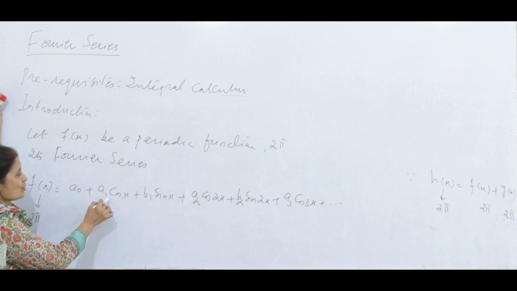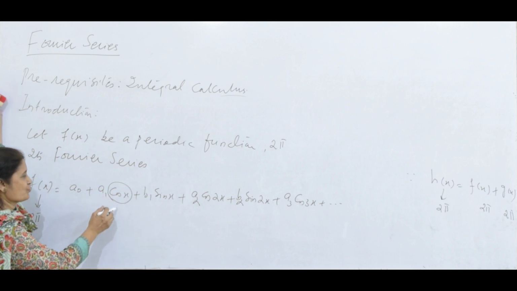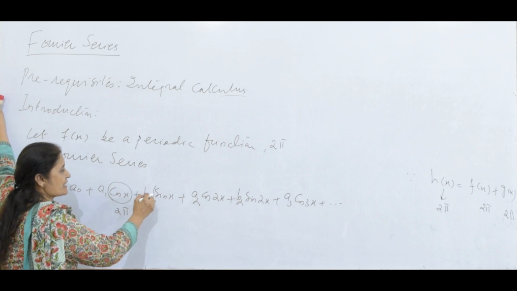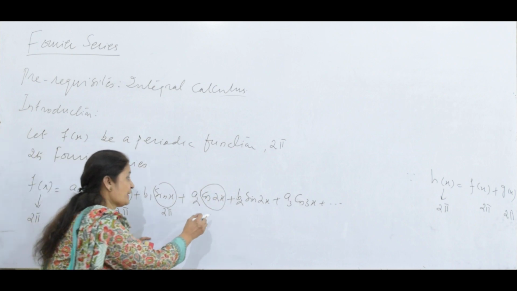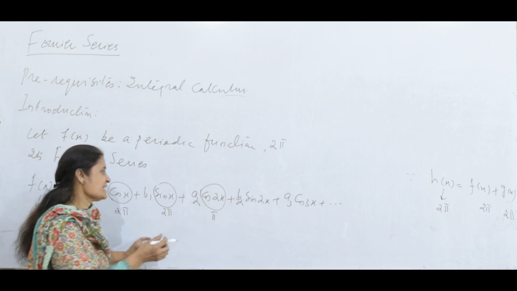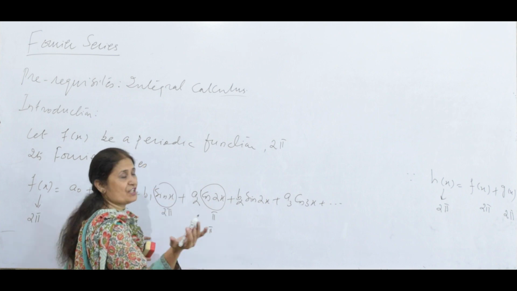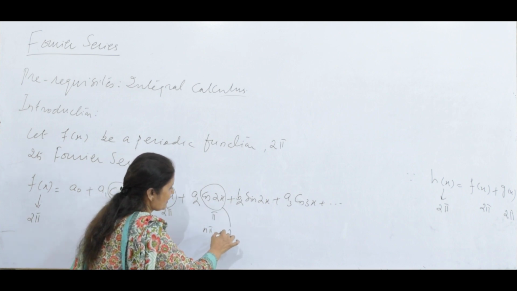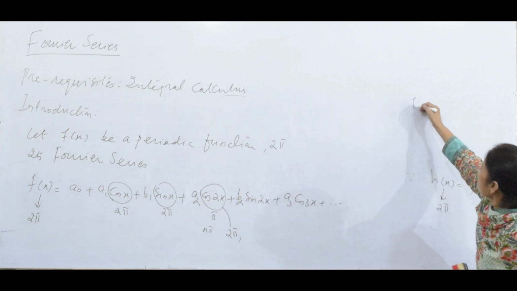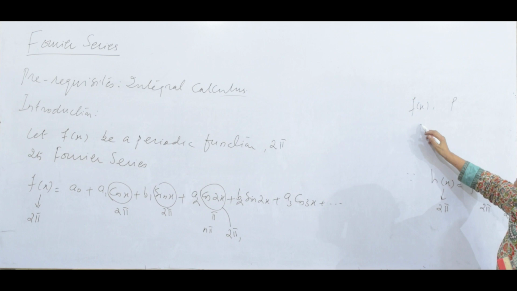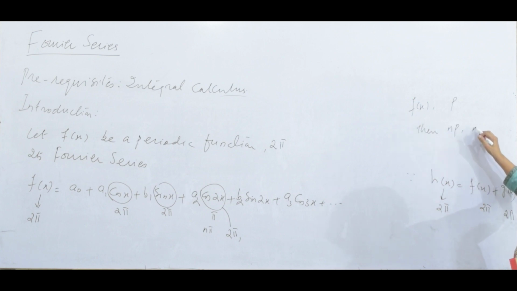It means cos x, what is the fundamental period of cos x? It is 2 pi. Sin x, period is 2 pi. What is the fundamental period of cos 2x? It is pi. But if pi is a period, can I say n pi, where n is an integer, is also a period? It means this function must have period 2 pi as well. Suppose, for example, if f of x has period p, then np, where n is an integer, is also a period.